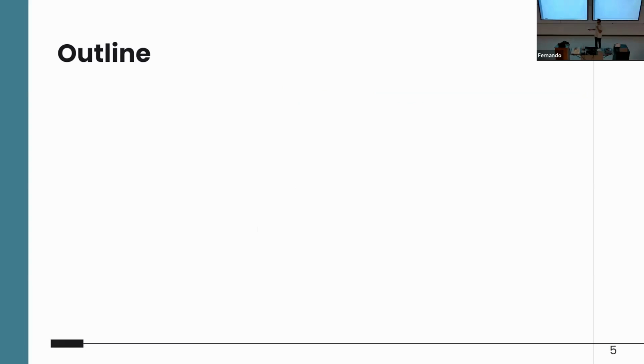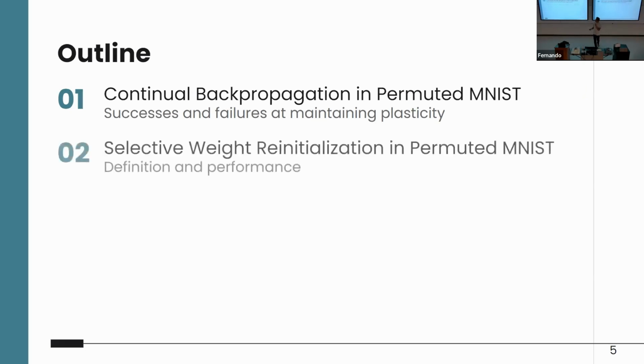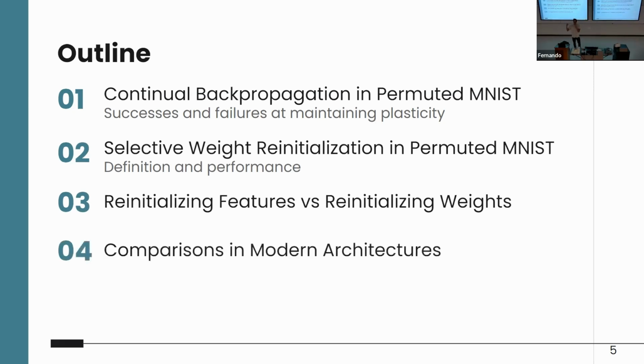All right, so the rest of the talk is going to go like this. First, I'm going to talk about continual backprop and how it succeeds and sometimes fails at maintaining plasticity in the permuted MNIST dataset that I showed you at the beginning. Then I'm going to talk about selective weight reinitialization in permuted MNIST. I'm going to give you the definition of the algorithm and show you its performance. Then I'm going to compare the 2 of them, reinitializing features against reinitializing weights. And finally, I'm going to show you examples of loss of plasticity in modern architectures and how reinitializing features and weights maintain plasticity there. And then I'm going to finish with some concluding thoughts.